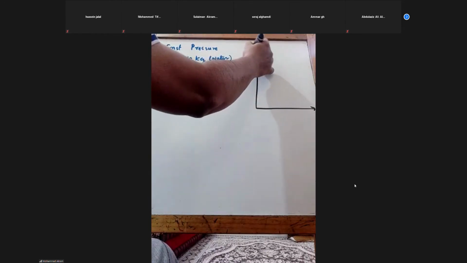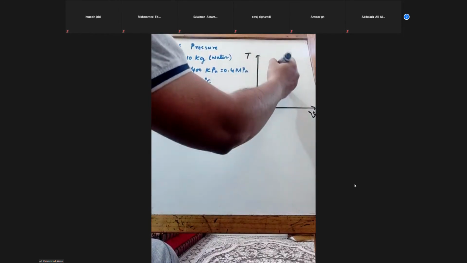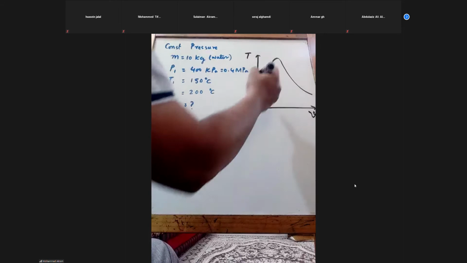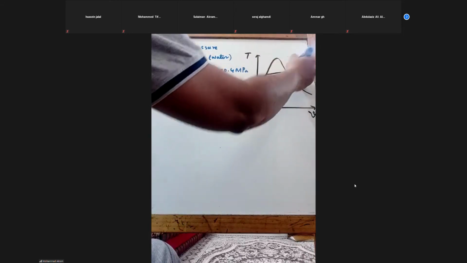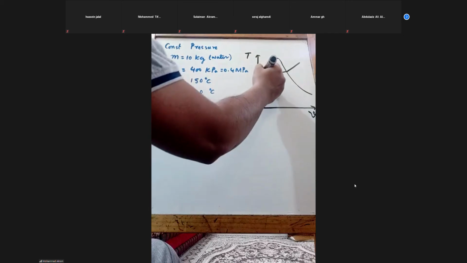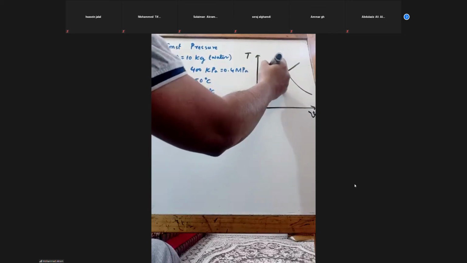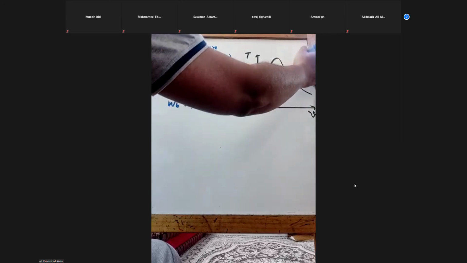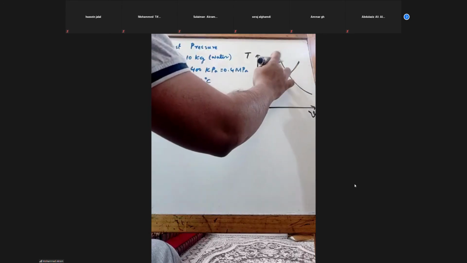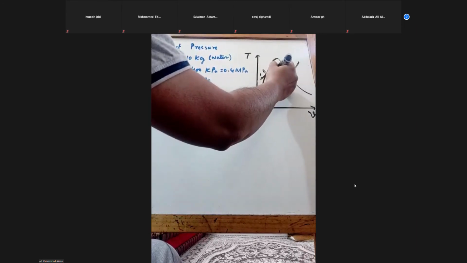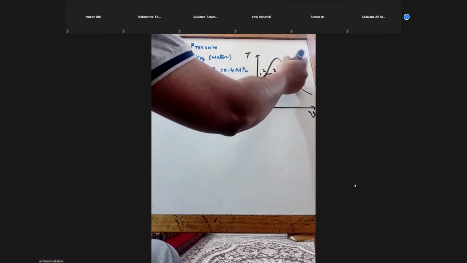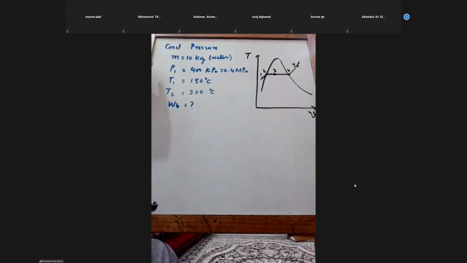We know from the previous chapter that we have 5 states, right? If I draw a T-v diagram: subcooled liquid, saturated liquid, then liquid plus vapor, then saturated vapor, superheated. 1, 2, 3, 4, and 5. So how do you know which condition it is, which state it is?